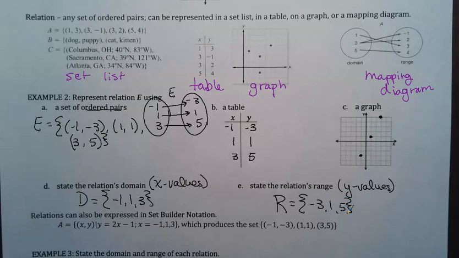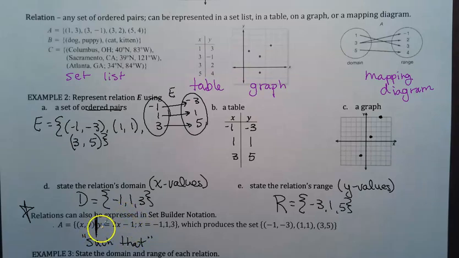All right, that little note there says, okay, let's look at it for a minute. Relations can also be expressed in set builder notation. So that's a little bit different. When we're looking at set builder notation, we're saying A equals {(x, y) such that y = 2x - 1}. So we might write this in here, such that.